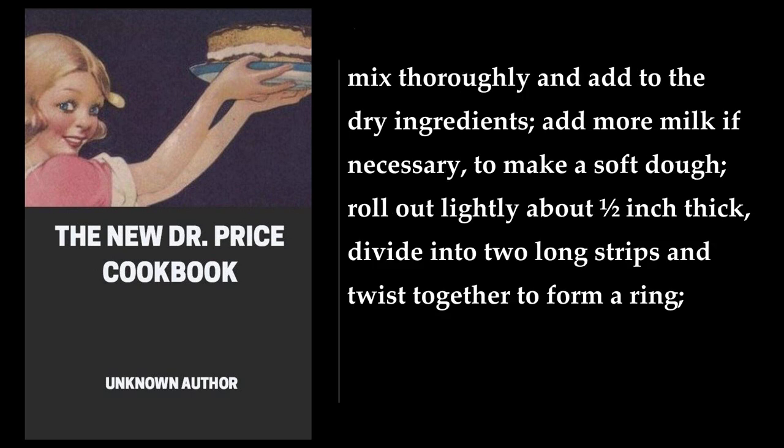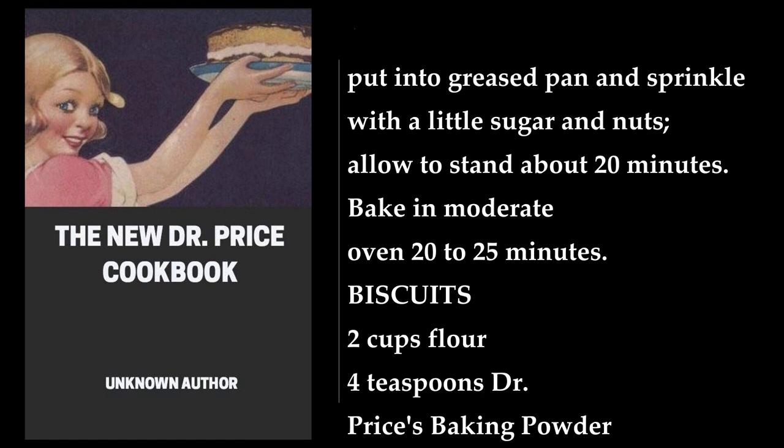Mix thoroughly and add to the dry ingredients, add more milk if necessary, to make a soft dough, roll out lightly about 1/2 inch thick, divide into 2 long strips and twist together to form a ring. Put into greased pan and sprinkle with a little sugar and nuts, allow to stand about 20 minutes. Bake in moderate oven 20 to 25 minutes.